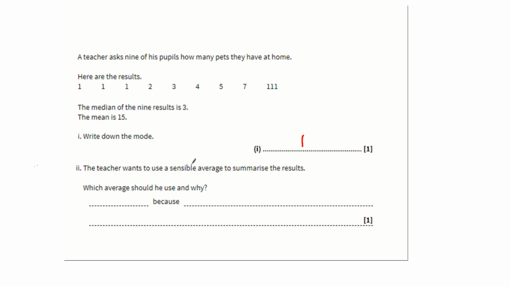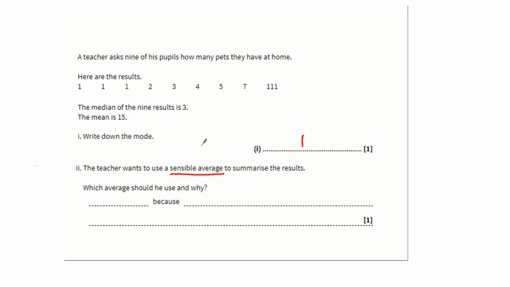And then it says, the teacher wants to use a sensible average, I'm going to underline this, sensible average, to summarise the results. Which average should he use and why? So we want to summarise the results, so it needs to be representative of all of our results. And that's probably why I'm not going to use the mean. It says the mean is 15, but the mean is larger than all of the values apart from the 111. To work out the mean, I'm adding up all these numbers and then dividing by the amount of numbers that there are. So this 111 is really affecting this average.